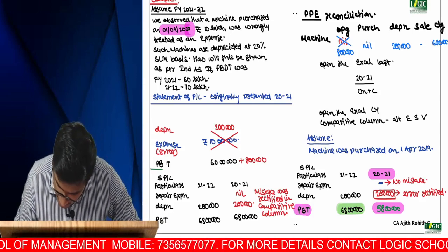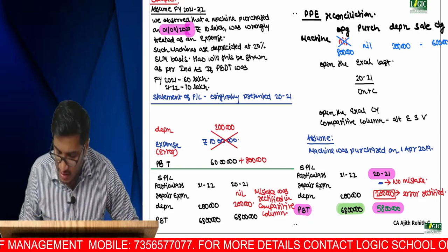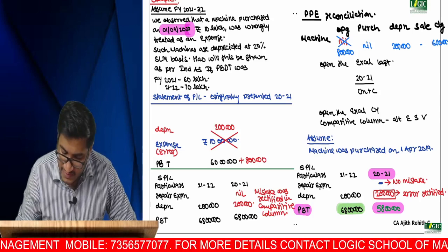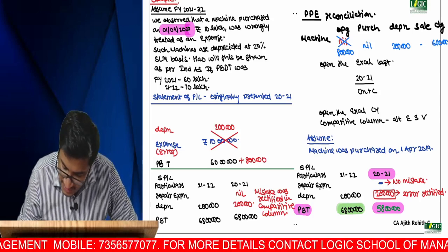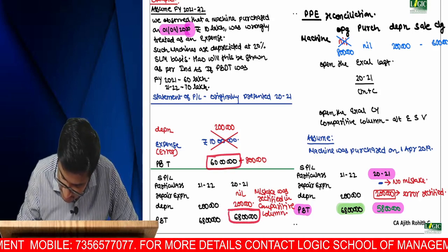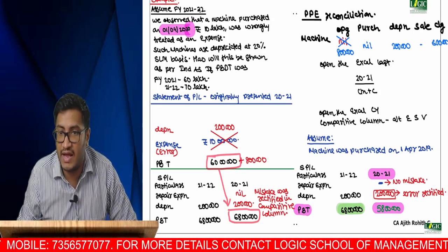Previous year, I've stopped the presentation, and in the statement of P and L, I've done the rectification. The profits I've updated. Instead of 60 lakh, the profit has been updated to 68 lakh. Previous year figures have been updated. 60 lakh got updated to 68 lakh.